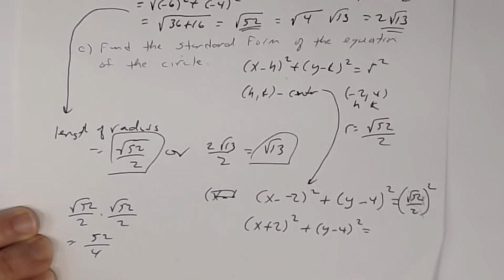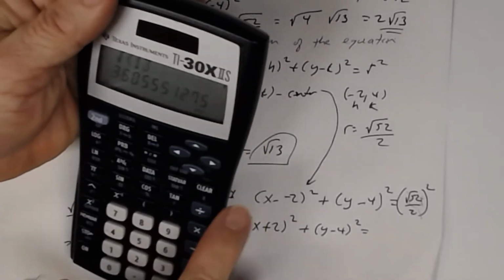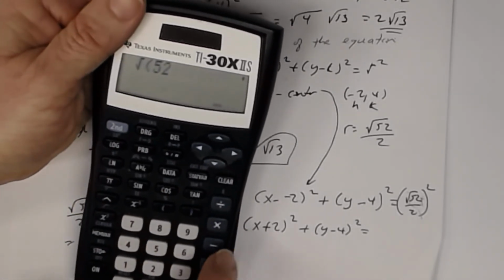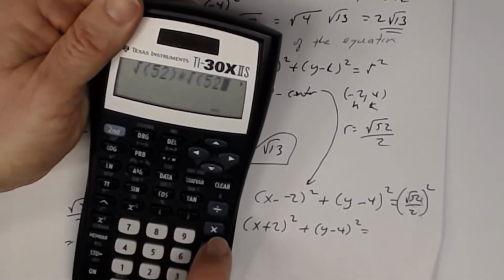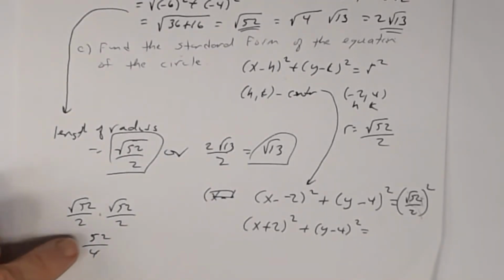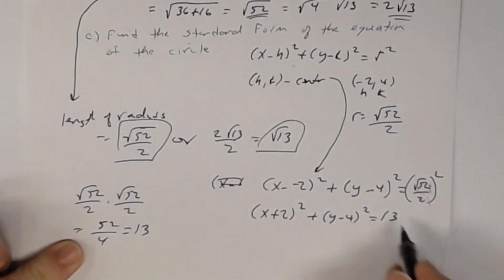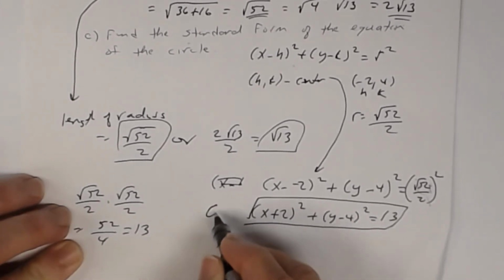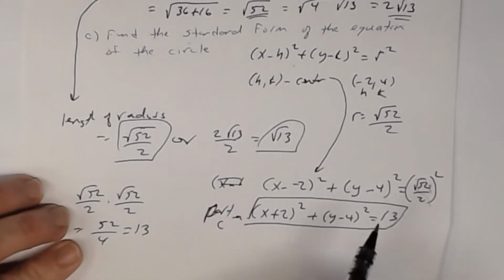That's what it is. And if you don't believe that, then use your calculator. Watch. Square root of 52, close parentheses, times square root of 52, close the parentheses, equals 52. And 52 divided by 4 is 13. So you can put a 13 here. And there's your standard form. That's the answer for part C. There's your answer.